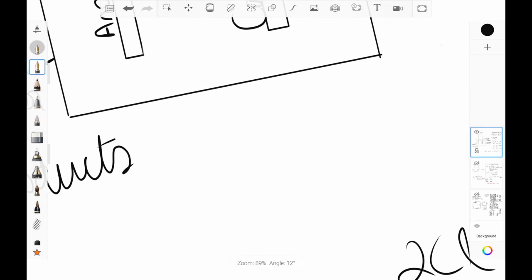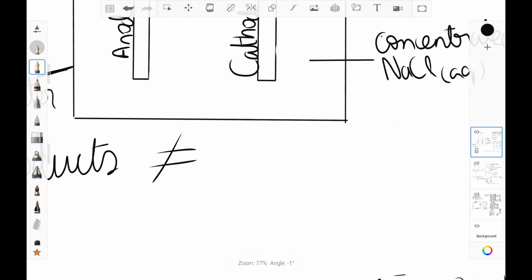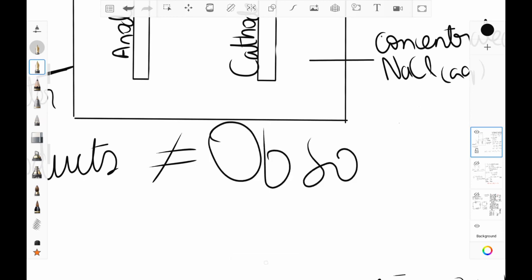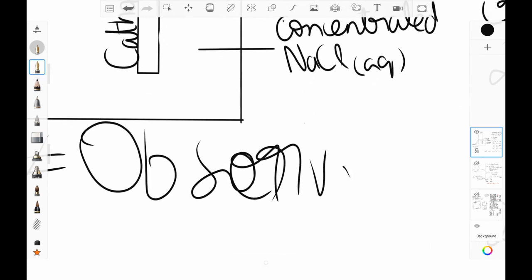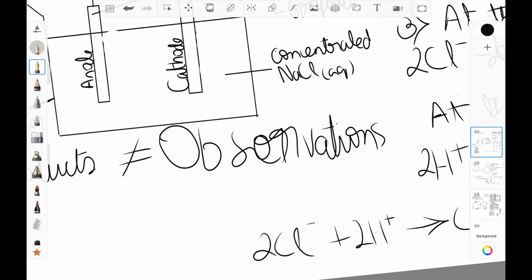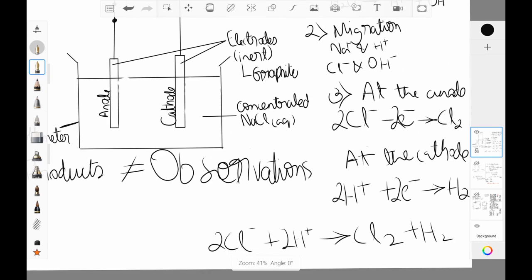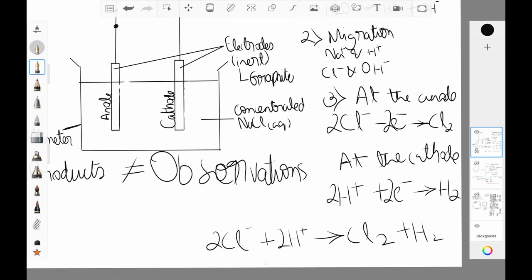For observations, remember they are not the same. Again, I cannot stress this enough. And in most IGCSE questions, you're more likely to see observations than products, but you still need to know about both of them. In this case, the observation at the anode will be bubbles of green gas.